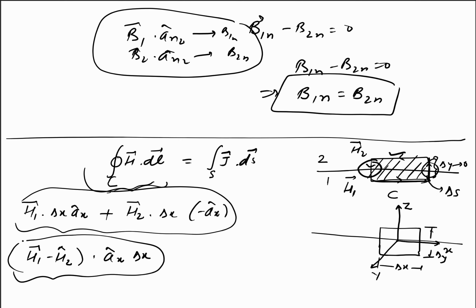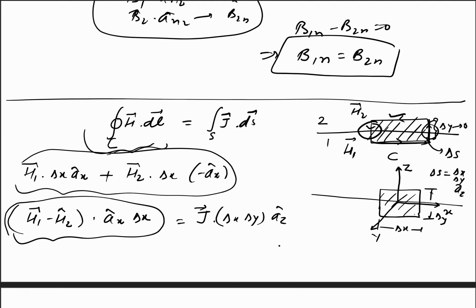Now we need to find the right hand side. This whole surface delta S, this area, is equal to delta x delta y, and its direction will be in the az direction. So the right hand side will be equal to the current density. Since I am taking this delta to be very small, I am assuming that the current density is not going to vary, so it is easier to take it outside the integral. So J dot delta x delta y az. So let us continue on the next slide.